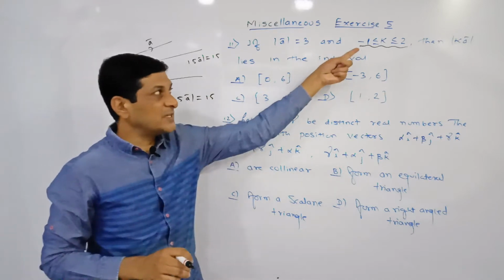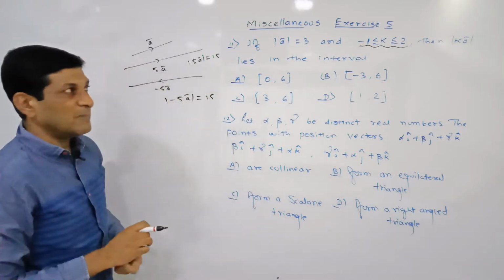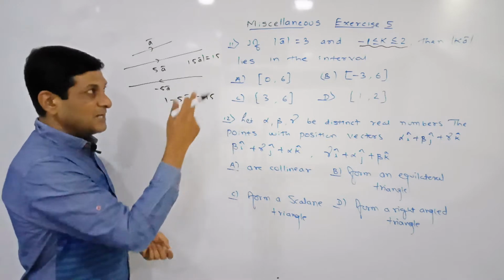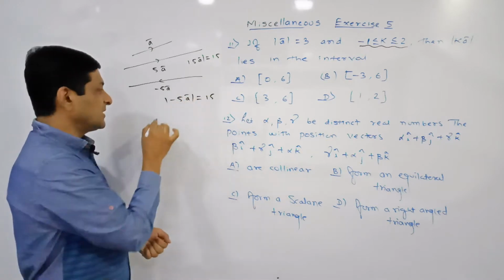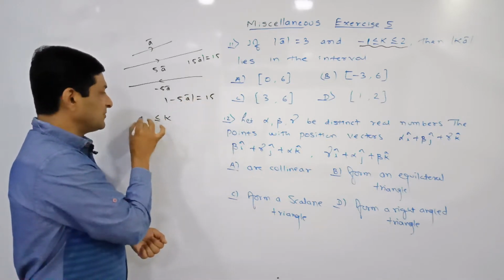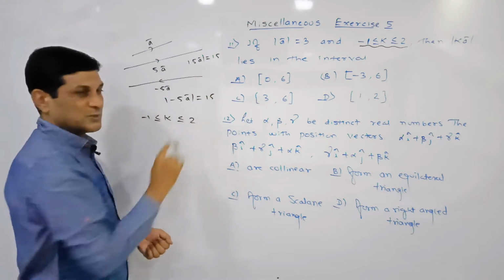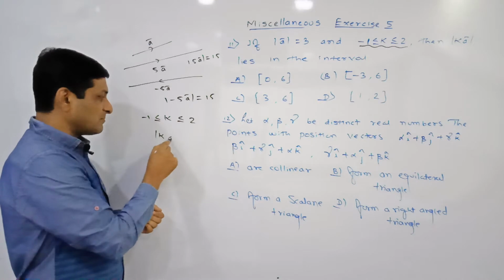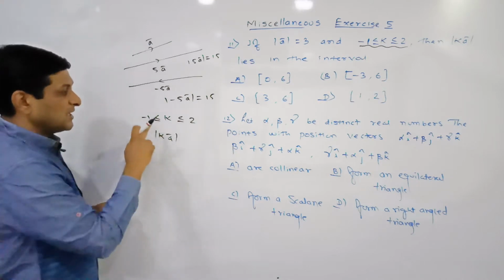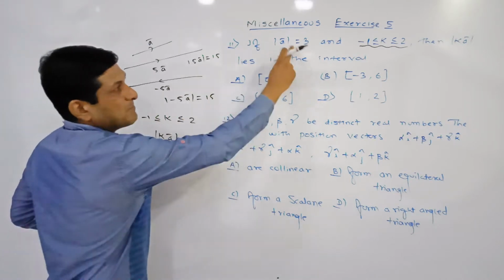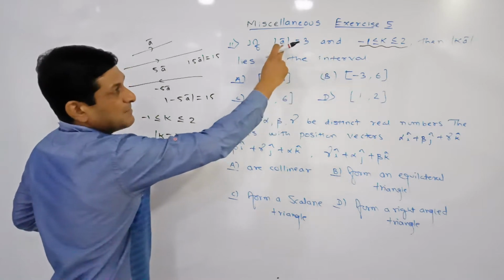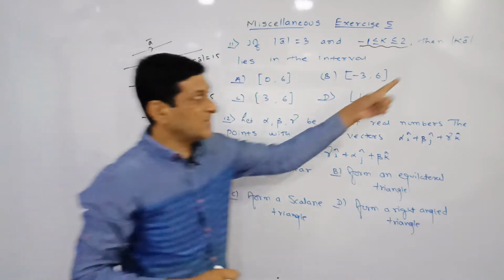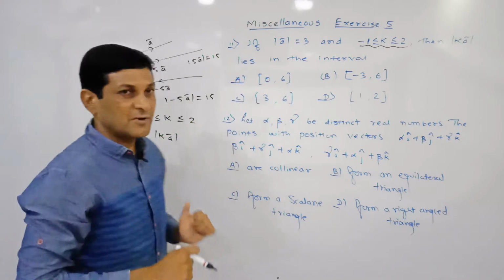Now here it is given to us that k takes the values between minus 1 and plus 2, including minus 1 and plus 2. K takes the values between minus 1 and plus 2. Now the question is to find the magnitude of k a bar. We are multiplying k by a bar, and we are finding the magnitude of k a bar.